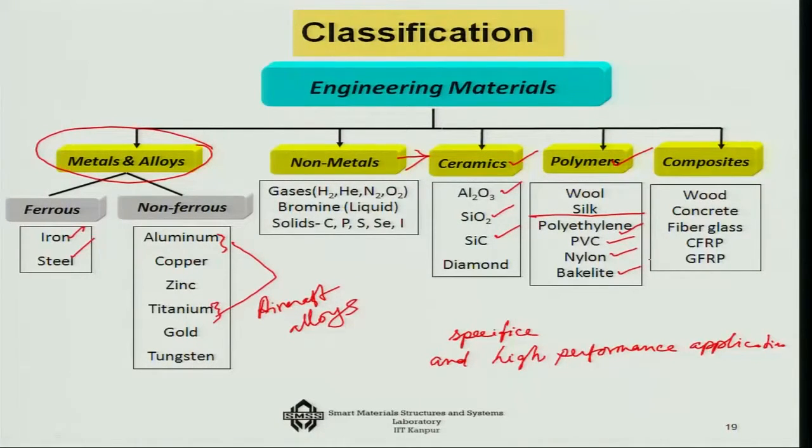And then if we talk about the composites, we have wood as a natural composite, and then we have concrete, fiberglass, CFRP and GFRP. CFRP and GFRP: the full forms are carbon fiber reinforced plastic, that is CFRP, and GFRP is glass fiber reinforced plastic. Same thing, reinforced plastic. So, these are various types of composites which are very widely used. There are many, in fact, but that is a broad classification that we have of the engineering materials that are available today.